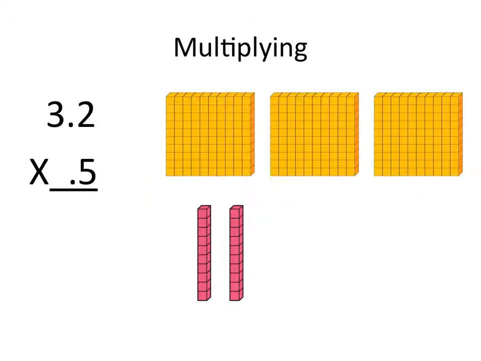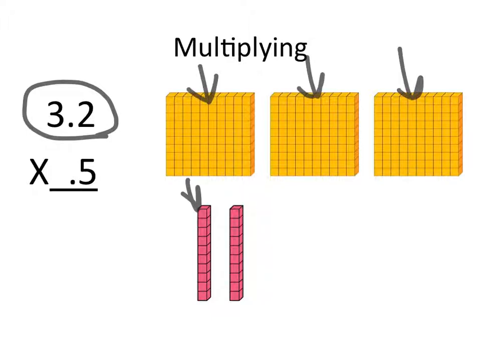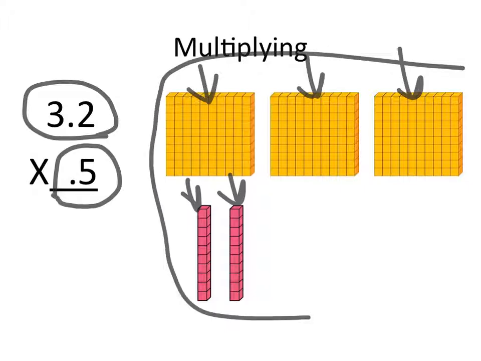Base 10 blocks can also help us when students are learning to multiply decimals. So in this problem, we have 3 and 2 tenths. We have 3 wholes and we have 2 tenths. What is the problem asking us to do? It's asking us to take that 3 and 2 tenths 5 tenths times. That means we want 5 tenths, or half, of what we started with. So we need to look at everything we have and take half of it.